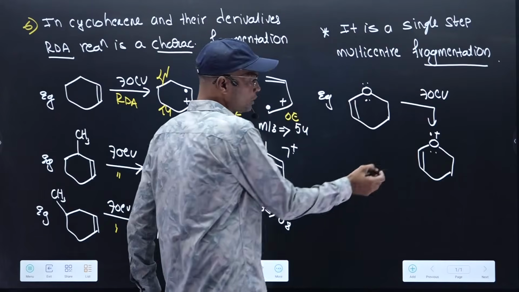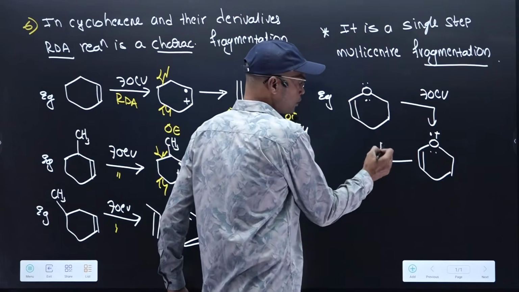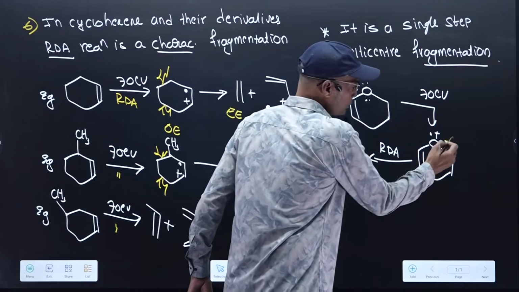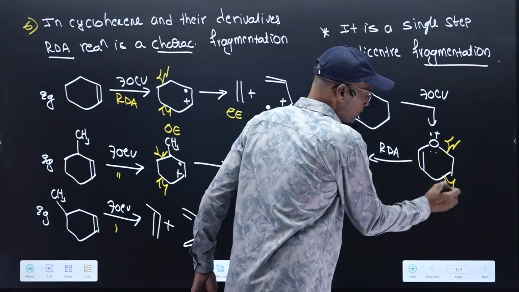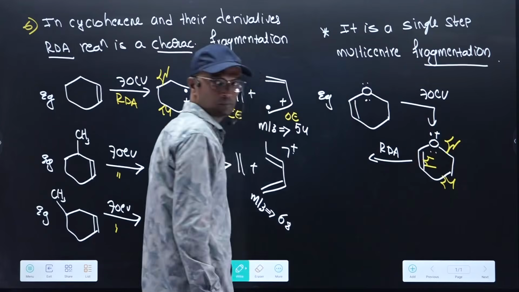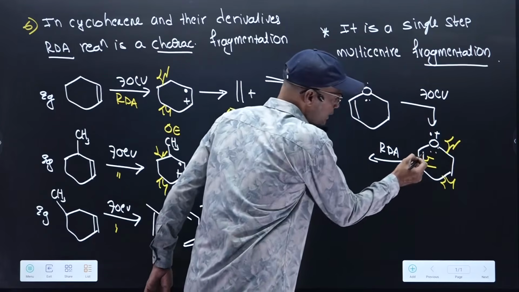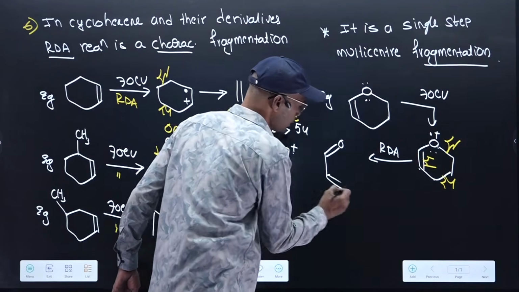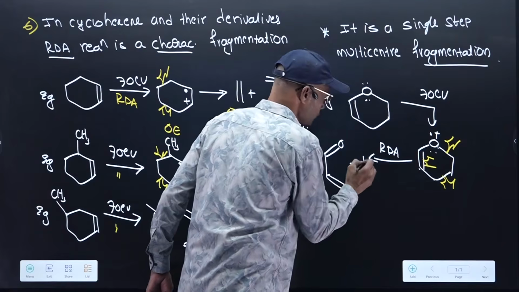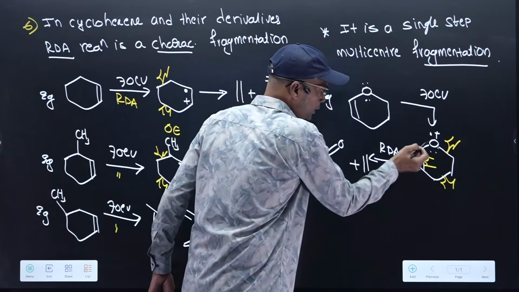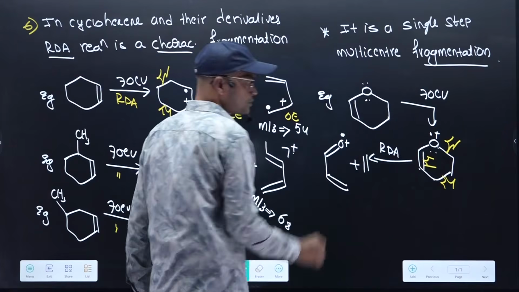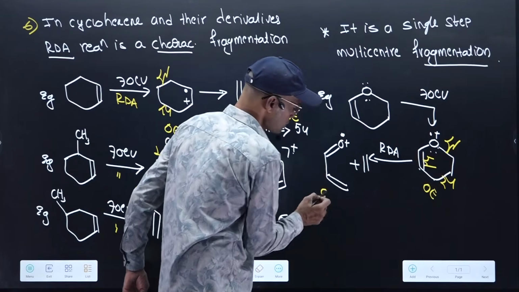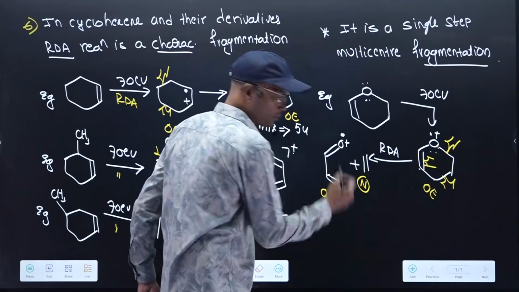Then can we apply retro-Diels-Alder? Can you give the answer? Now break this one. See, break this and break this. This radical, double bond. This radical, double bond. And what about here? This one. Dienophile and this is diene. And this radical cation as this. Is it odd electron? Odd electron. And what is this? Neutral, even electron.